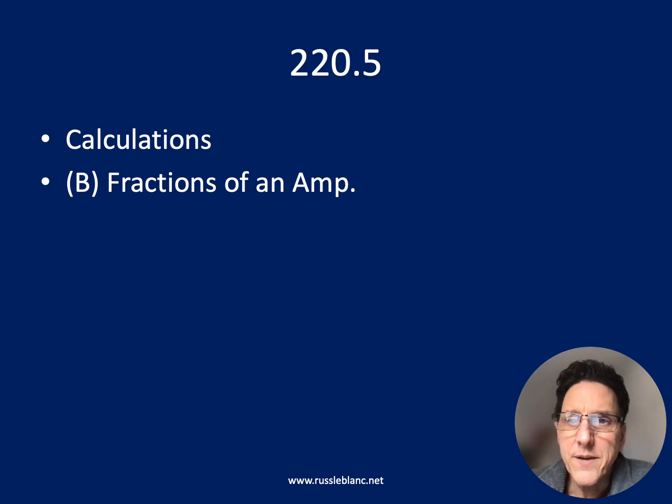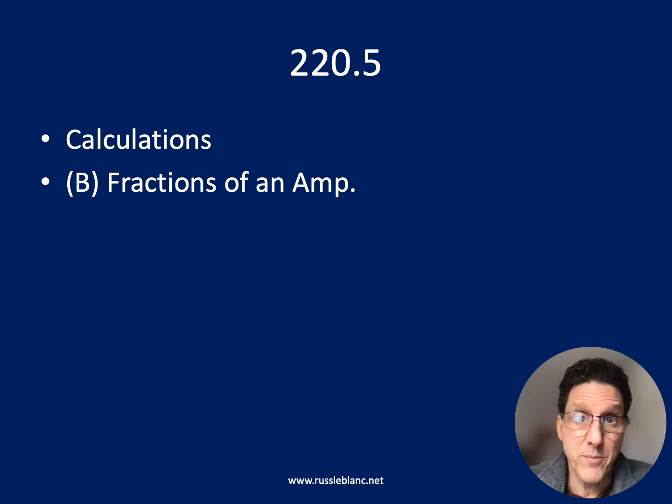Okay, next we want to talk about what to do with a fraction of an amp. When we have a calculation and we have a fraction of an amp, what do we do? Well, 220.5(B) says, calculations shall be permitted to be rounded to the nearest whole amp with decimal fractions smaller than 0.5 dropped. That's a permissive rule. You don't have to do any of that. If you want to keep the decimal, you can keep it. If you want to drop it, you might be able to drop it if it's smaller than 0.5. If you want to round up, you can do that. If you want to round down, you can do that, right? It really depends on what you're trying to accomplish.